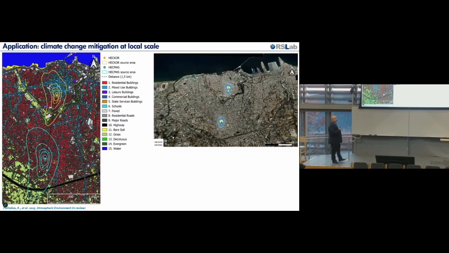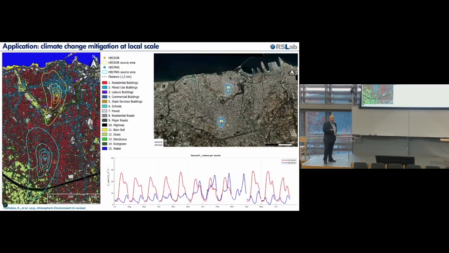And this is a unique setting for our research, because we have 2 flux towers about 1.5 kilometers apart from each other. That means, in practice, they have almost identical meteorological forcing, but they are located in areas with different urban form and different function. So we expect to have different CO2 profiles. And this is true. You can see the daily profiles.